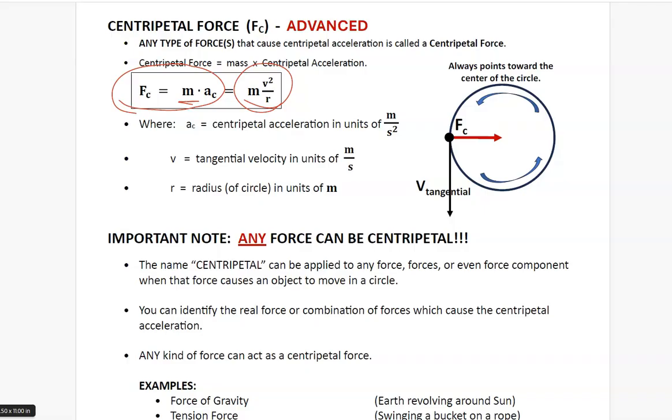And of course, the acceleration is in meters per second squared if you want to use acceleration. The tangential velocity, like any velocity, is in meters per second, and the radius is going to be in meters.